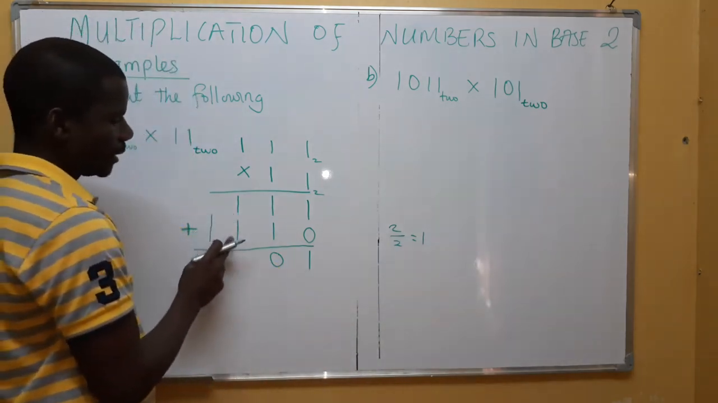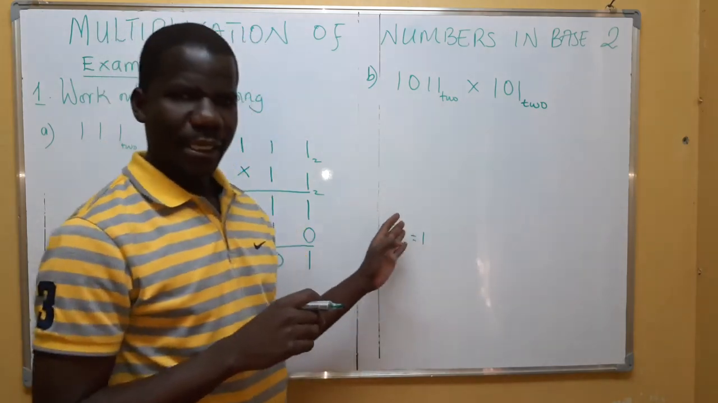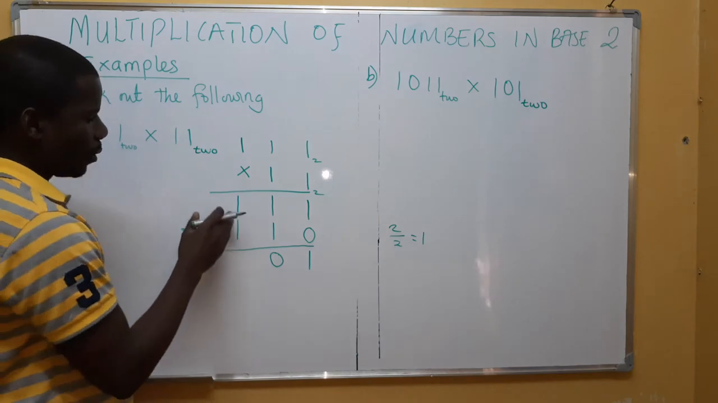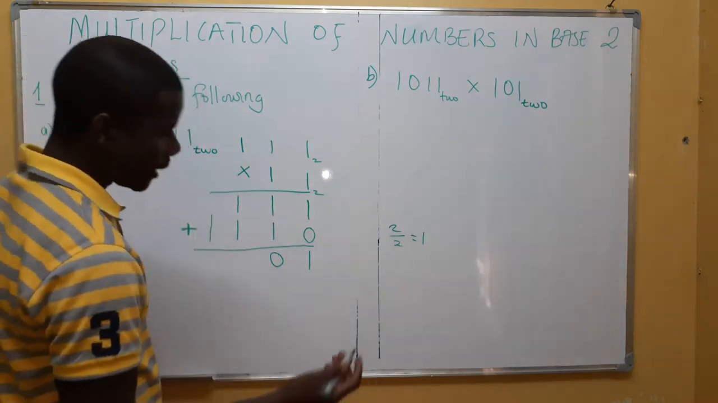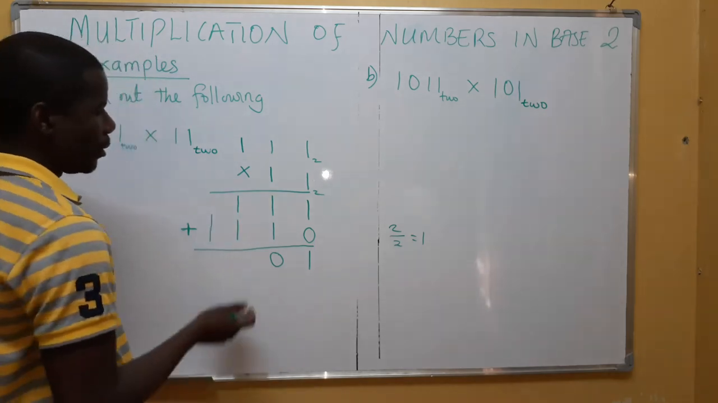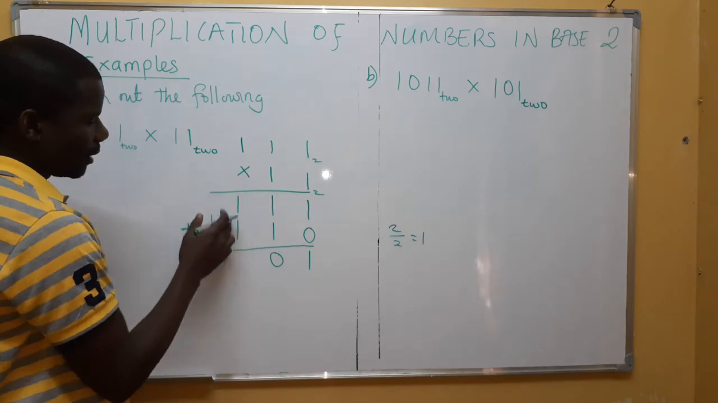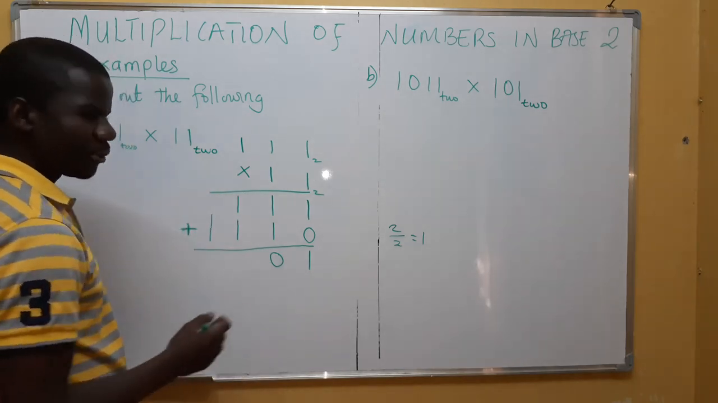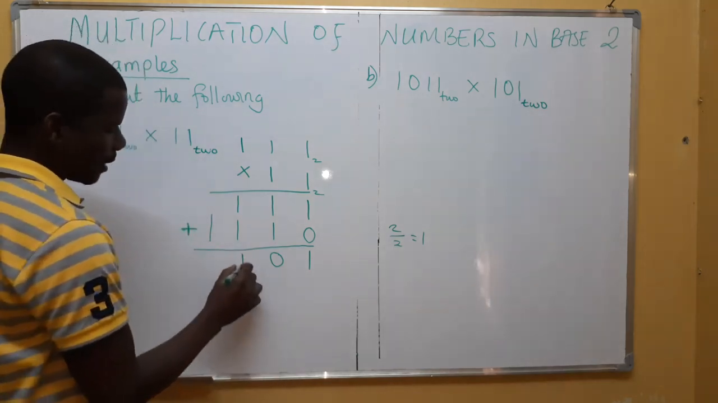1 plus 1, we get 2. And the 1 that we had this side has to be added to that 2 so that we can have 3. 3 is more than 2. When we get a number that is greater than 2, we need to divide it by 2. So 3 is divided by 2. What do we get? We're going to get 1, remainder 1. So we write our remainder 1 here.